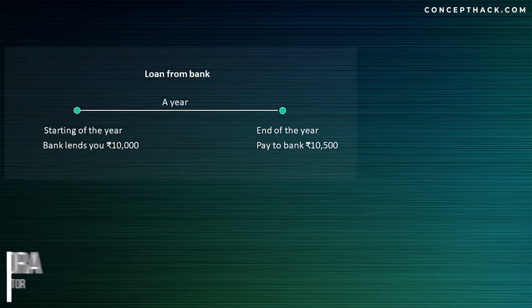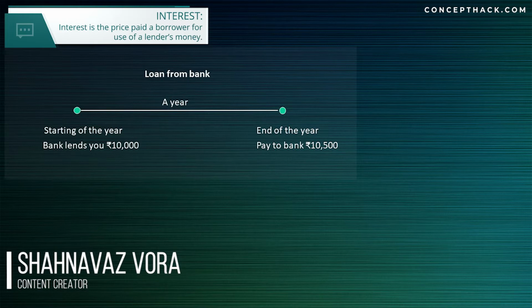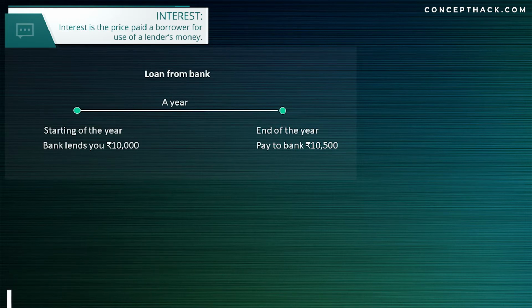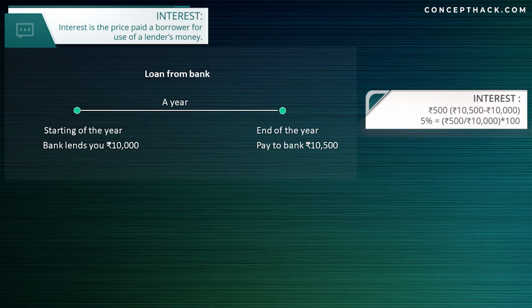Let's say you have borrowed 10,000 rupees from a bank for a year. At the end of the year, you will have to pay back rupees 10,500 to the bank. The excess amount of rupees 500 paid is known as interest. Interest is typically expressed as an annual percentage rate. In our example, rate of interest per annum is 5%. That is interest amount rupees 500 divided by principal amount rupees 10,000 into 100.